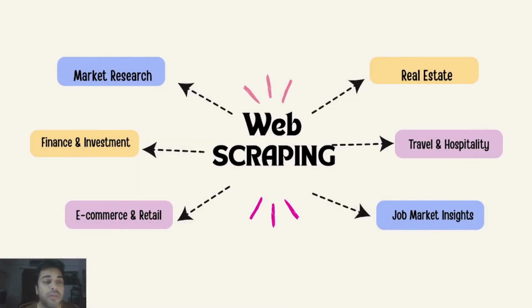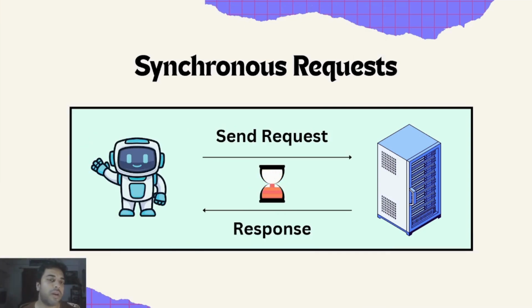Now, where has web scraping been used? Web scraping has been used in marketing research, real estate, finance and investment, travel and hospitality, e-commerce and retail, job marketing insight, and many more. So now let's understand how web scraping is done. Web scraping is done via numerous tools such as Selenium, Puppeteer, Playwright, Request along with Python.